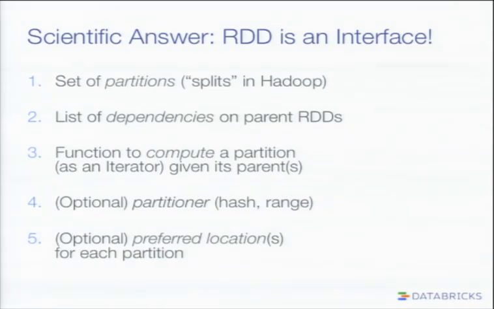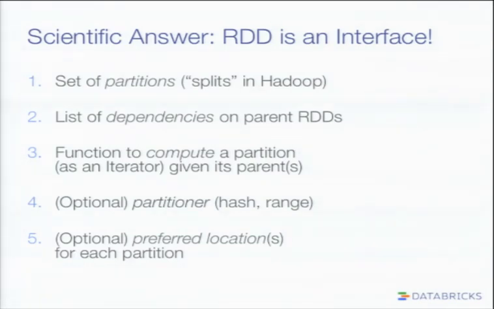RDD is just an interface. Logically, it's a collection of records that's distributed. But how is it actually defined? Underlying in Spark, RDDs are defined by 5 primary interfaces. The first one is a set of partitions for an RDD. So given an RDD, how many partitions of data do I have? This is sometimes known as splits in Hadoop.